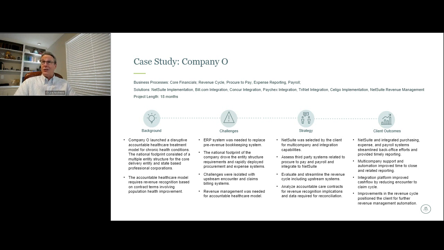Because there was some risk on accountable healthcare contracts, you potentially have clawbacks, and there are things you need to do to address ASC 606 and those types of things. What we quickly found was that their encounter system wasn't talking to their billing system, so there was a major logjam there.